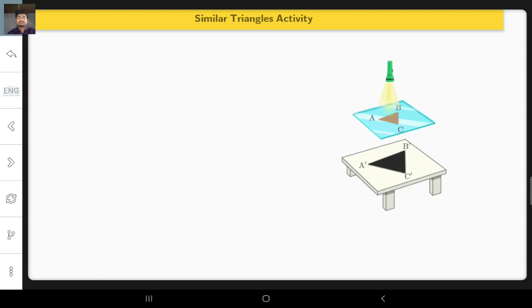We can observe that 1. All the corresponding angles in both the figures are equal. 2. All the corresponding sides have the same proportion or ratio. These are the two properties of similar triangles. Note that the order of vertices in naming the two shapes is important. The order lets us know which vertex in the first shape corresponds to which vertex in the similar shape.